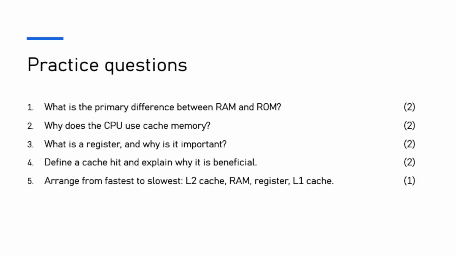On screen, you will see a few practice questions. Hopefully you can now answer what the primary differences are between RAM and ROM. Why does a CPU use cache memory? What is a register and why is it important? You should be able to define a cache hit and explain why it is beneficial. And you should be able to arrange from the fastest to slowest the primary memory types on screen. So L2 cache, RAM, register, L1 cache. Can you put them in the right order from fastest to slowest?